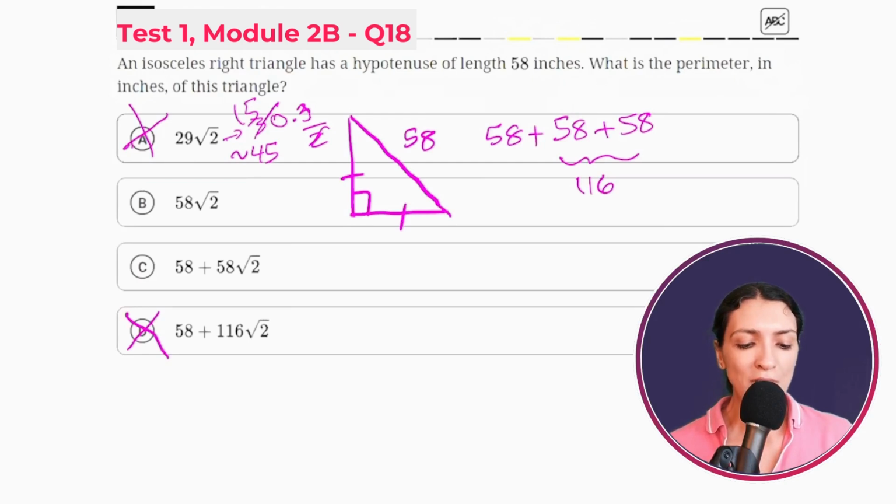Now let's look at choice B. That's 58 times square root 2.